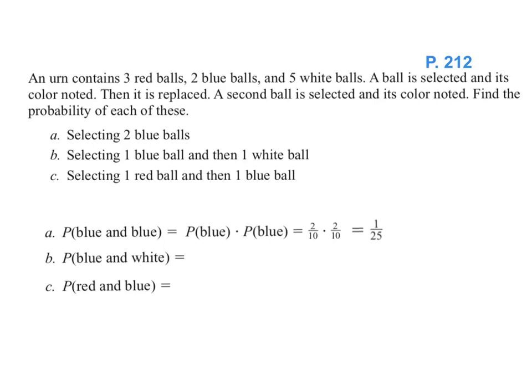So we know the probability of blue. What's the probability of getting a white one? 5 out of 10, or 1/2. So for the next one, again, it's probability of blue times the probability of a white.